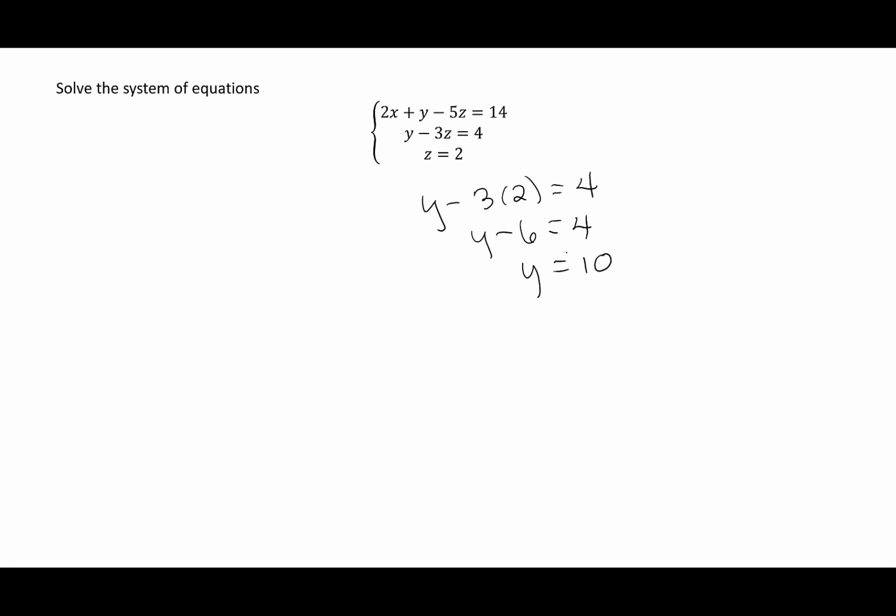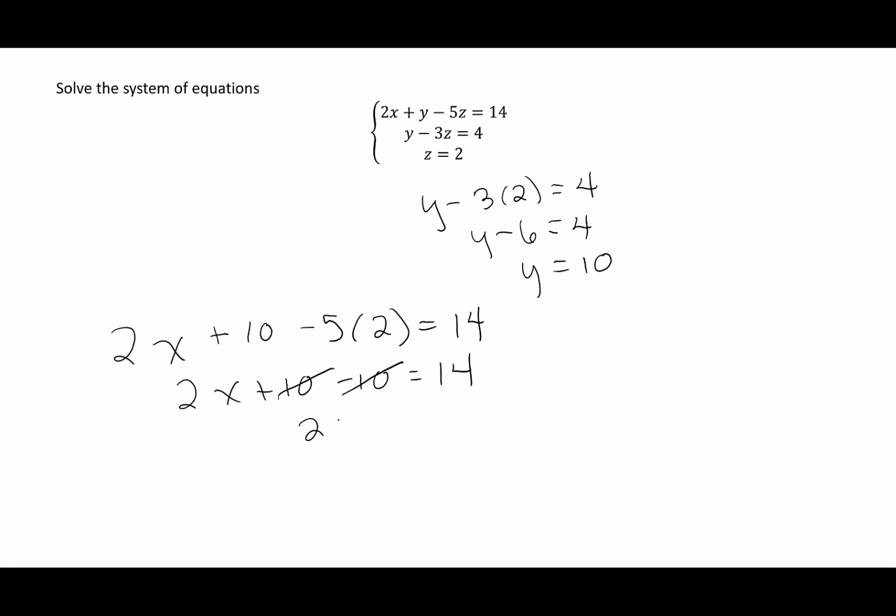I know z, I know y, let's go for x. I have 2 times x plus 10, which is y, minus 5 times z, which was 2, is supposed to be 14. 2x plus 10 minus 10 is 14. Well, these 10s cancel, let's get rid of them. 2x is 14, x is 7. When you write your point, you write it as x, y, z. So x is 7, y is 10, and z was 2.